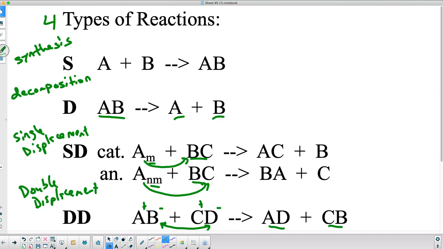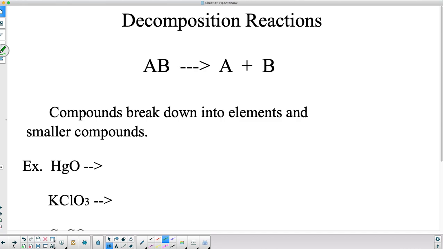Okay, I just thought it was nice for you to hear all of that again because we're going to continue to go over this with notes. Here's a decomposition reaction. Here's my AB. It's definitely a compound. You will see, many times, it will be written as a compound plus heat, and that's a dead giveaway that we have a decomposition reaction when you see the plus heat.